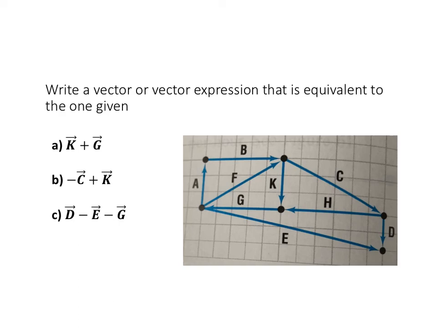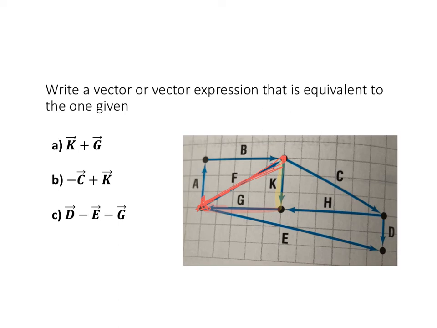So I'm going to go ahead and highlight those two vectors. So this is vector k. I'm highlighting that in yellow. And this is vector g, which I highlighted in red. And the sum of those two vectors is going to be starting where k begins and ending where g ends. So I'll draw that vector in red, starting where k starts and ending where we end.